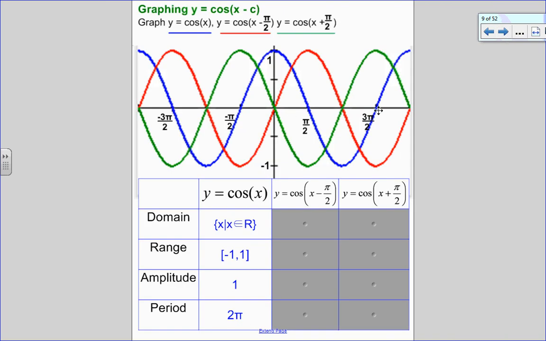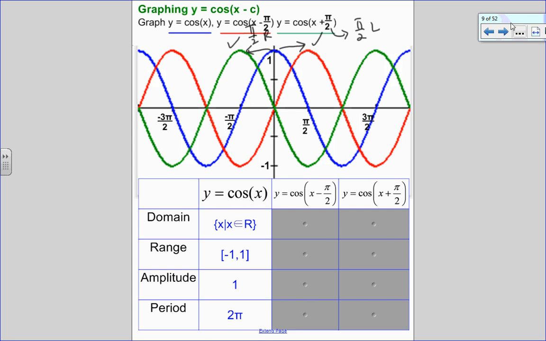Okay, let's see if the same thing is true for cosine. So we're going to look at the cosine graph now and see if all of those rules follow as well. So when I see my base graph here in blue and I have x minus pi over 2, I should expect to see my graph moving pi over 2 to the right. So you can see, yes, that did in fact work. For here, when I have x plus pi over 2, I should expect my graph to move pi over 2 to the left. And you can see that, yes, that also worked.